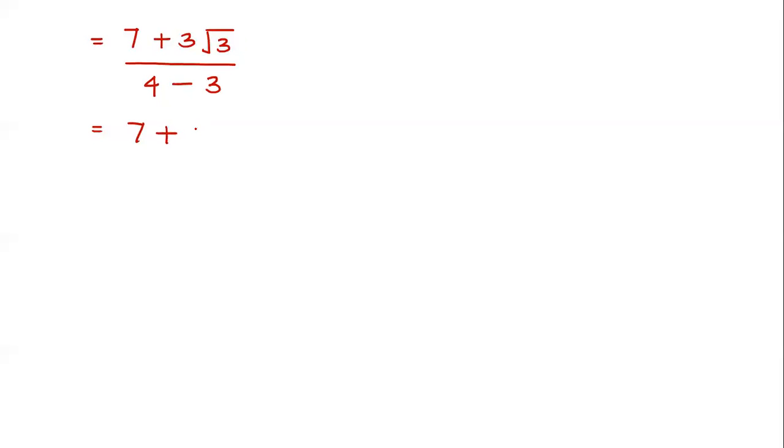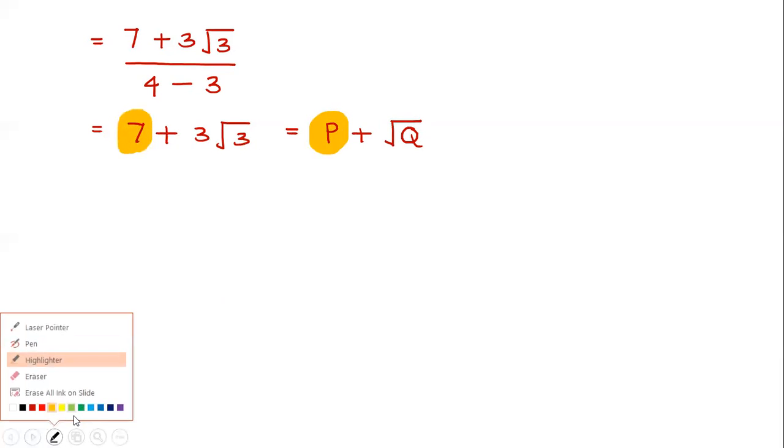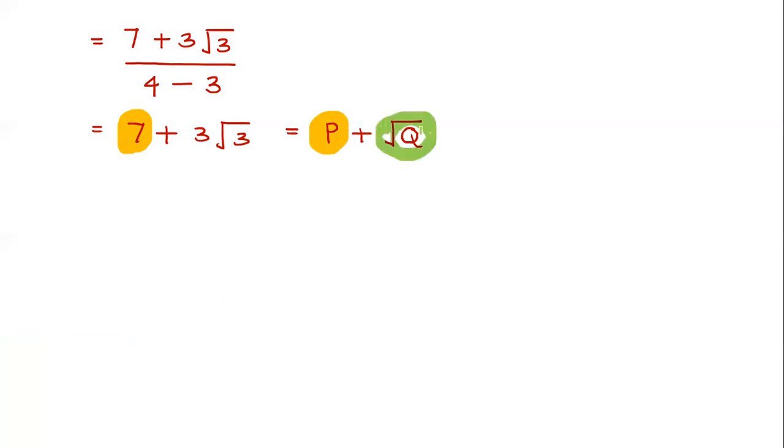7 plus 3 square root of 3. And this whole thing, they already give us is equal to P plus square root of Q. Understand? So what we're going to do now, this P is going to be equal to the 7. Understand? And then this Q, so square root of Q is equal to this whole thing.